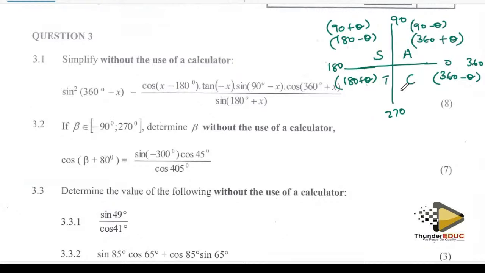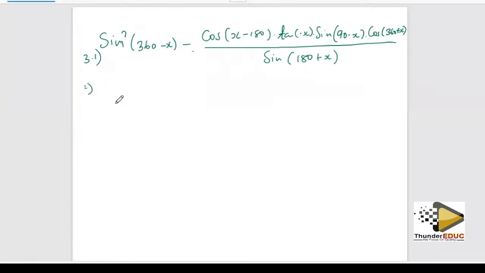Okay. Now, when you look at 360 minus x, in which quadrant do we find 360 minus the reference angle? It's in quadrant number 4. So in quadrant number 4, the only trig ratio that is positive is cos, which means sine is going to be negative. So I'm going to have negative sine x, but then I'm squaring that. Minus, I go to the top part.